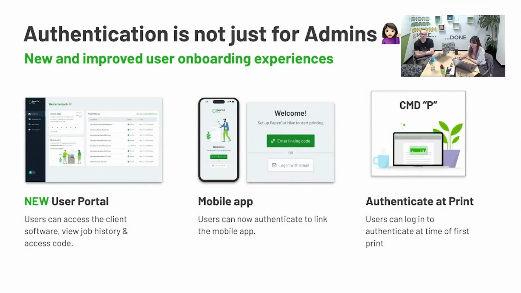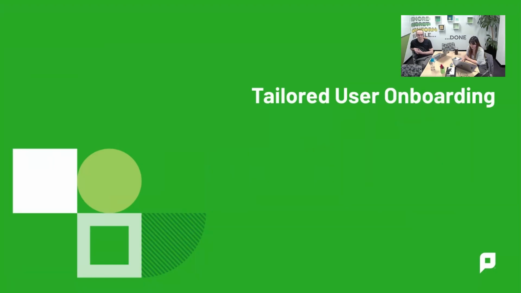So as you can see, one key change for users is they will now be able to log into any of these three experiences. So we've got a new user portal for users to access the client software, view their job history and the access code. They'll be able to authenticate to and link their mobile app, and they'll be able to log in to authenticate at time of first print. I'll talk to these a little bit more further down below.